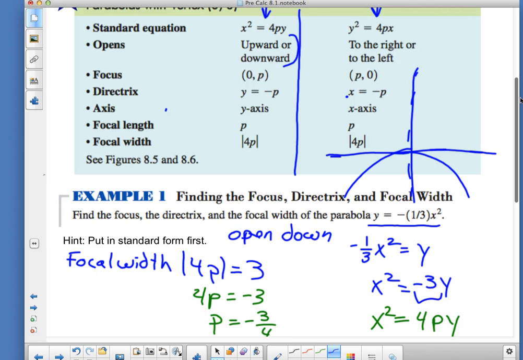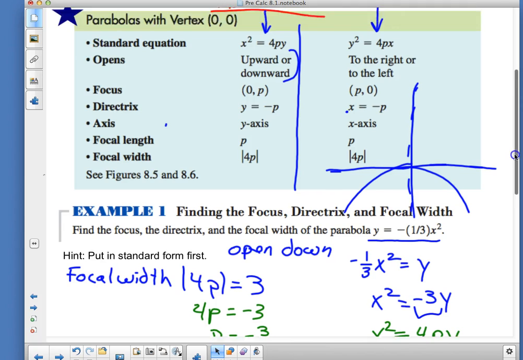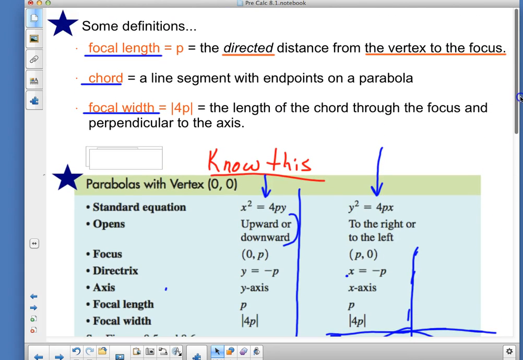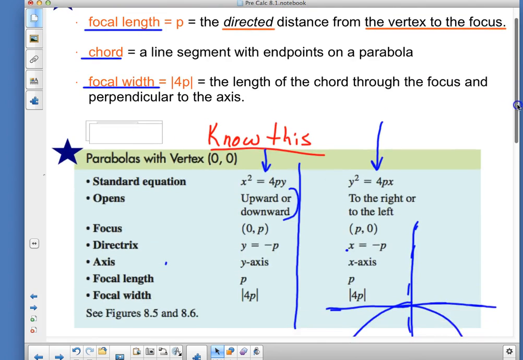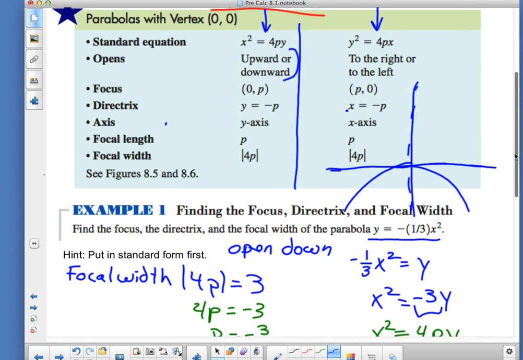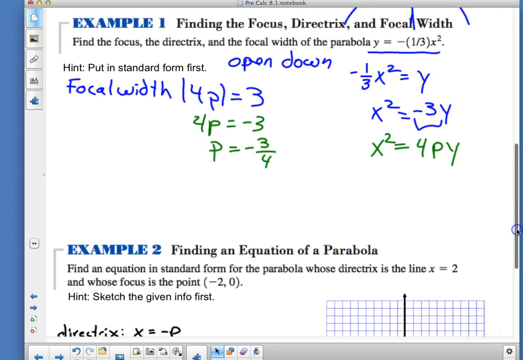Look above on the top part of the page. I'm going to have you look it up again. Okay, what's the focal length supposed to do? My focal length, p, is the directed distance from the vertex to the focus. This is point negative 3/4, right? If I go down. Maybe I should just start graphing this a little bit better.